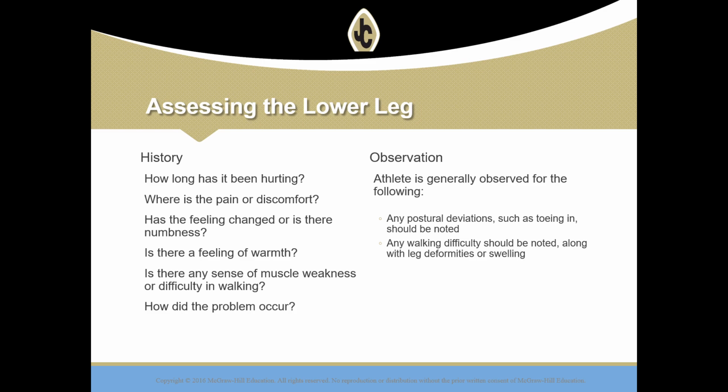Observation, going to generally observe the athlete. Any postural deviation, such as toeing in, should be noted. Any walking difficulty should be noted, along with leg deformities or swelling. Also might be a good time to look at them walk, like we kind of did with the foot, because a lot of things that occur in the foot can affect lower leg soreness and pain, and kind of leads directly to having shin splints.